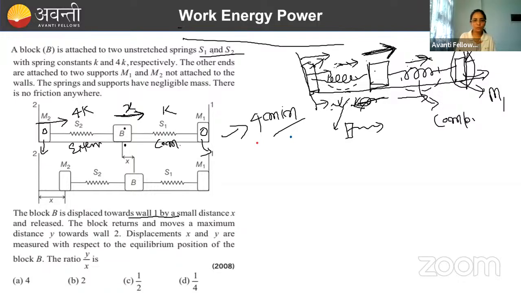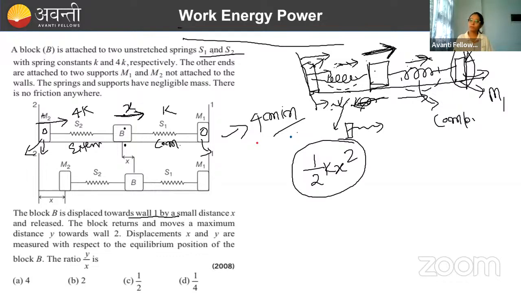So how much will be the energy in spring S1? It will be equal to half kx square. I am telling you in S2 there is no extension, no compression, so no energy. Again, this mass M2 is moving, so it will have kinetic energy, but here mass is 0. So our question is damn simple. Mass is 0 means no kinetic energy. So the only energy getting stored is in the form of potential energy in the spring S1 in the first case, and that energy is half kx square. Done.